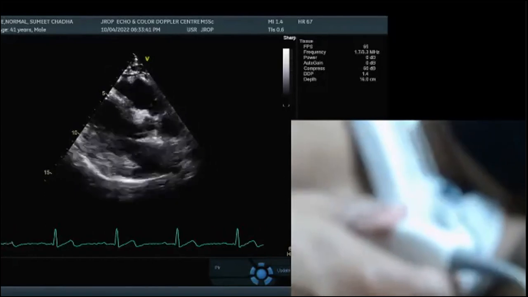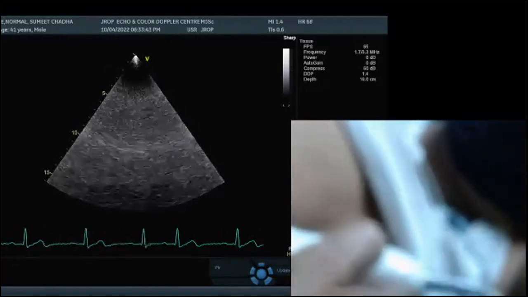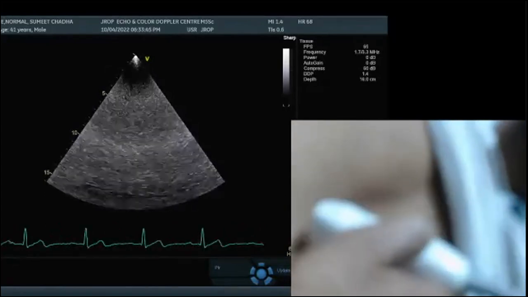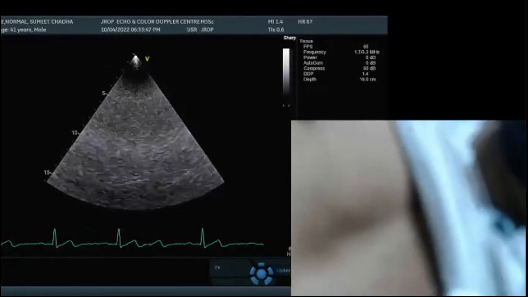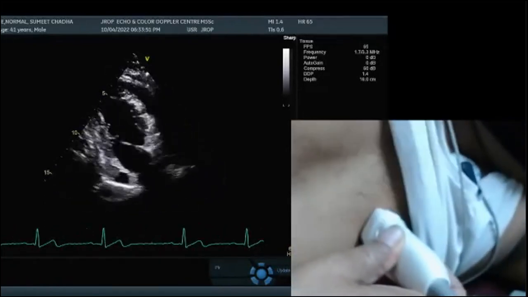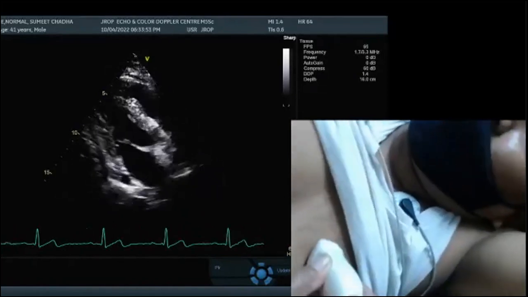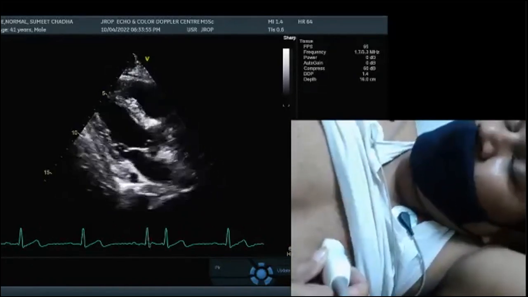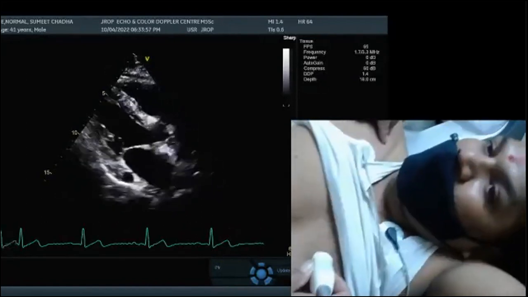All right. This is the left third intercostal space, correct? It is left third intercostal. This is my index marker. My index marker is facing the 11 o'clock position on his chest. And look at this 11 o'clock position, what we see on the screen.